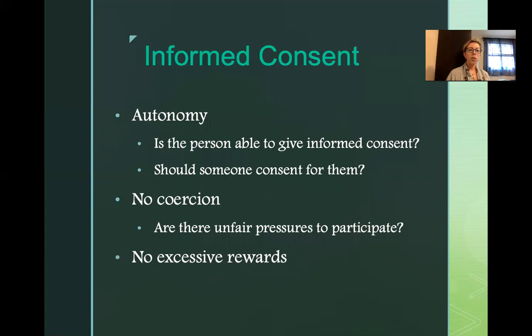Okay, so autonomy. In informed consent, we have to assess whether the person is able to give informed consent, or whether someone should consent for them. Some age issues come in here. Also, mental health. So is this person able to consent for themselves? It's always more trouble, but much safer for you and participants to make sure that they have somebody who's going to consent for them, so that you get assent from the person if their autonomy is in question, and consent from some caregiver.